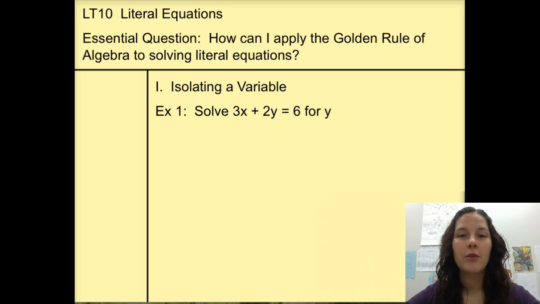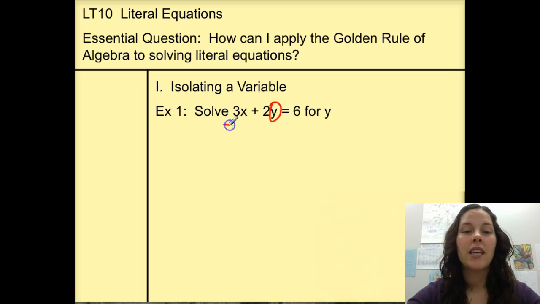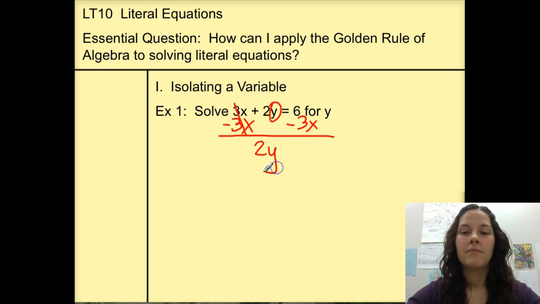So when you solve a literal equation, it's helpful to circle the variable that you want to isolate or get alone. That way you know what you need to move and what needs to stay where it is. The y needs to stay where it is. Everything else needs to move. So what I notice is I have addition and multiplication. So using order of operations backwards, I'm going to cancel my addition first by subtracting 3x from both sides, golden rule. So of course on the left-hand side my 3x's cancel, leaving me with 2y.